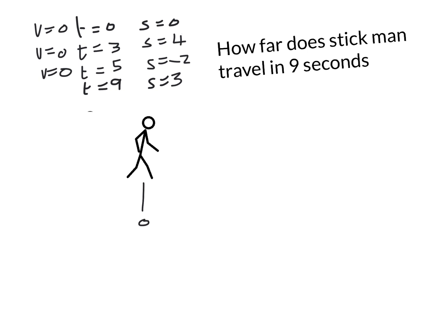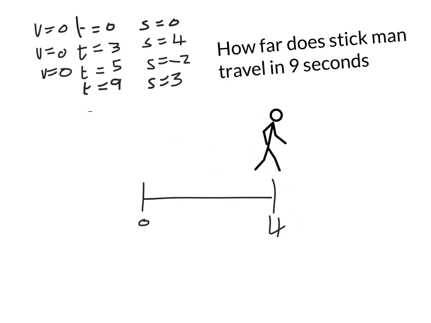How far does Stickman travel in 9 seconds? We've got different conditions here in this one. So with these all here, we can just draw it out and then work out the calculations from that. So initially we've got him at 0. He's stationary. Time is 0 and S is 0. Then after 3 seconds, he's got a displacement of 4. So he's out here after 3 seconds. So he's travelled 4 meters.